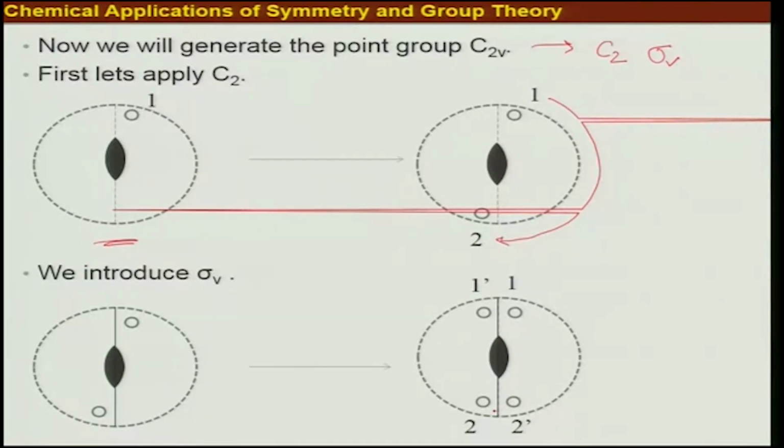Now, you see that 1 prime can be formed through a reflection of the point 2 on a plane which is here. So, 2 and 1 prime can be generated from each other if there is a plane here, right. So I get another sigma v here. If I call it a sigma v prime.